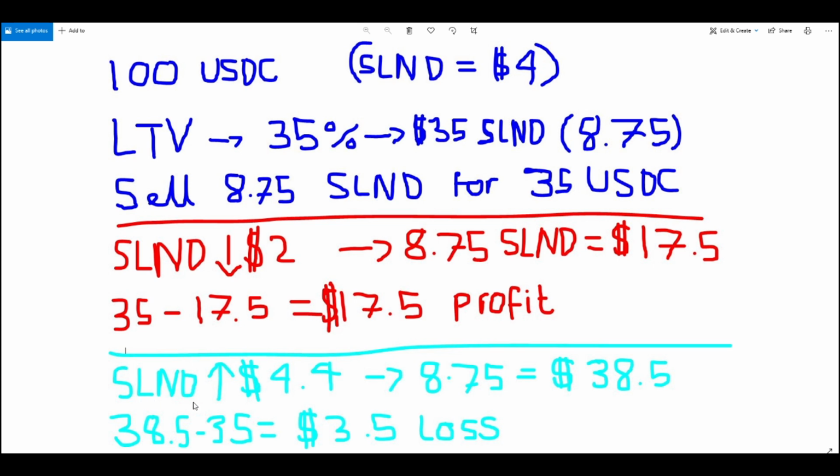The price of SLND goes up 10% to $4.40 versus the original price of $4 when you took out your short position. So that 8.75 SLND tokens has turned into $38.50 versus the previous $35 that you sold it for. Because you have to rebuy at $38.50 and you sold it at $35, that's a $3.50 loss that you've incurred there. Just to sum this all up, you've taken 100 USDC and turned it into a $35 SLND short.